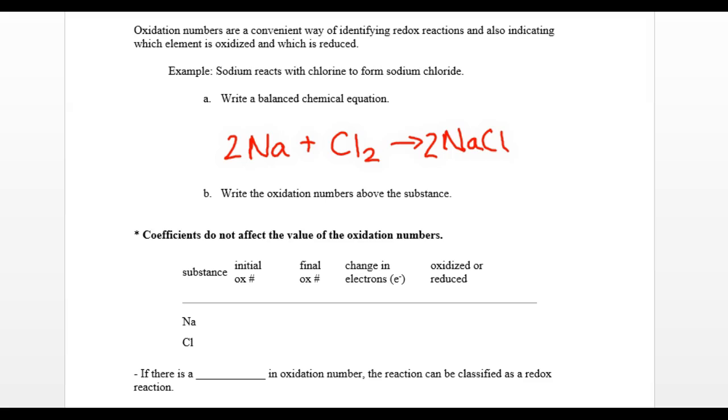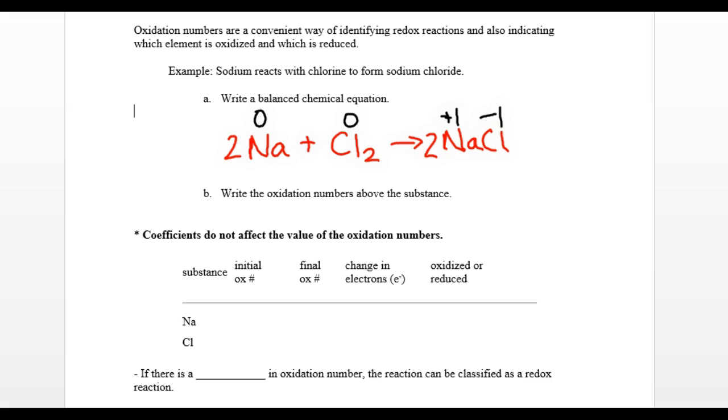Now you need to write oxidation numbers above the substance. What we see here is that sodium starts off with an oxidation number of 0 and ends up with an oxidation number of +1. This is because sodium loses 1 electron and chlorine gains that electron. In the formula NaCl, we acknowledge this by writing a +1 for sodium and a -1 oxidation number for chlorine.